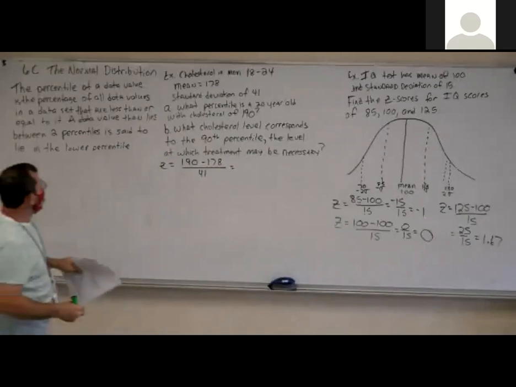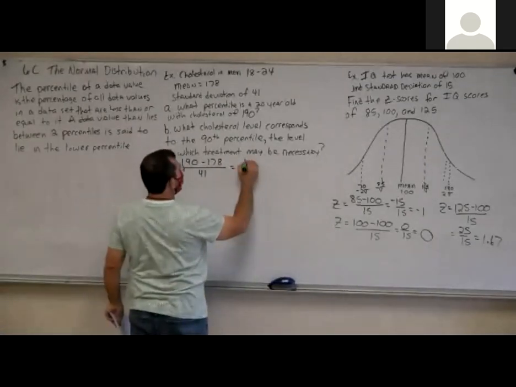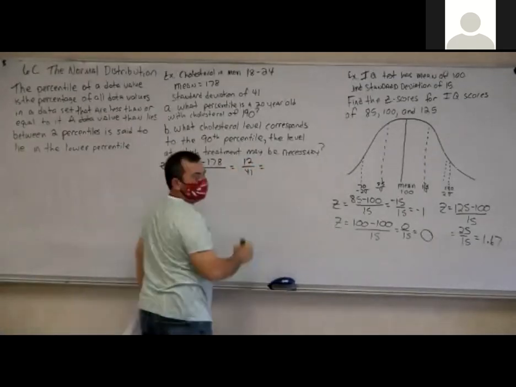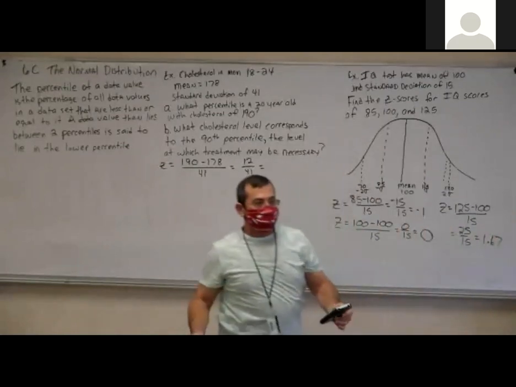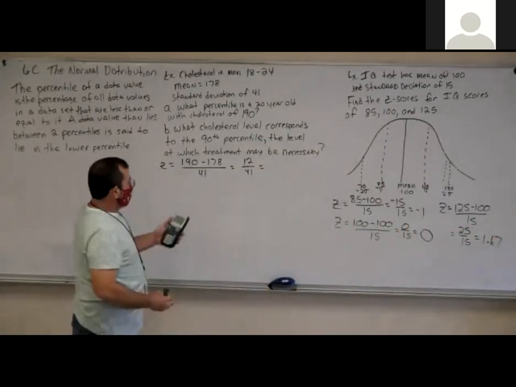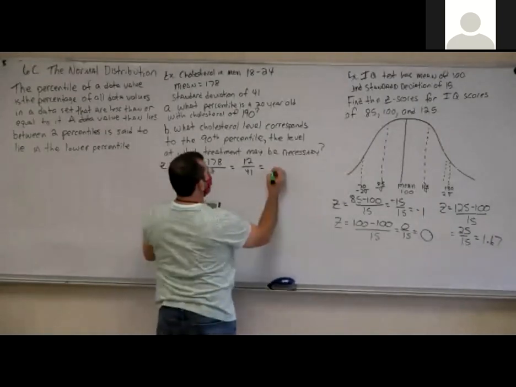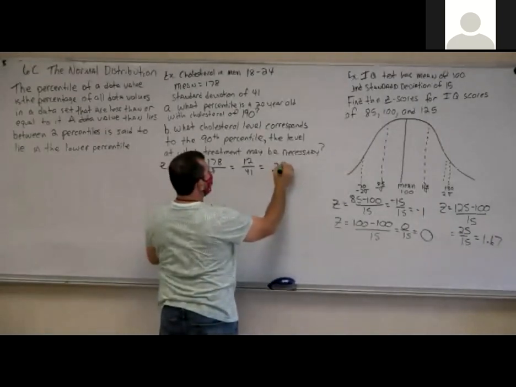All right, so that's 12 over 41, I think. We do a calculator out for that, right? If I take 12 and divide by 41, I'm getting like a 0.2926 or something like that. So I'm going to round that to maybe a 0.29.